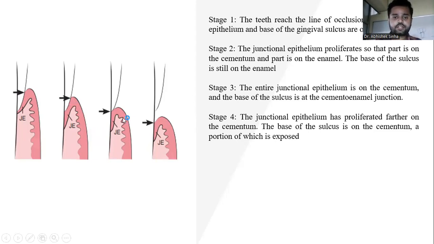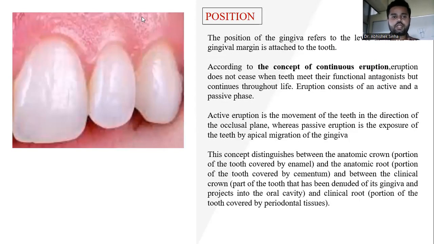In stage 3, the entire junctional epithelium has come down on the cementum, and the base of the sulcus is at the cemento-enamel junction. In stage 4, the junctional epithelium has proliferated further apically towards the cementum, and the base of the sulcus is on the cementum, a portion of which is exposed. So these are your continuous eruption stages. This is what we see in the position of the gingiva, whether it is coronally or apically located. When you are writing position, you have to write it as coronally or apically. Those are the terms that have to be used.